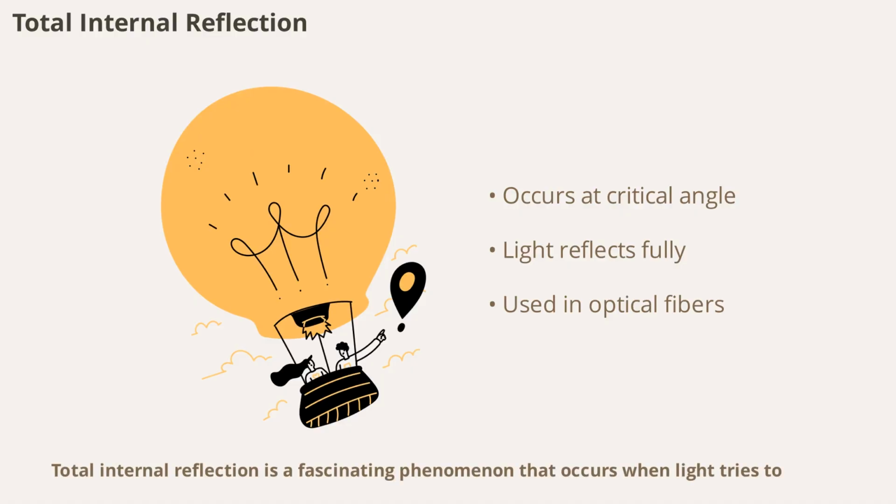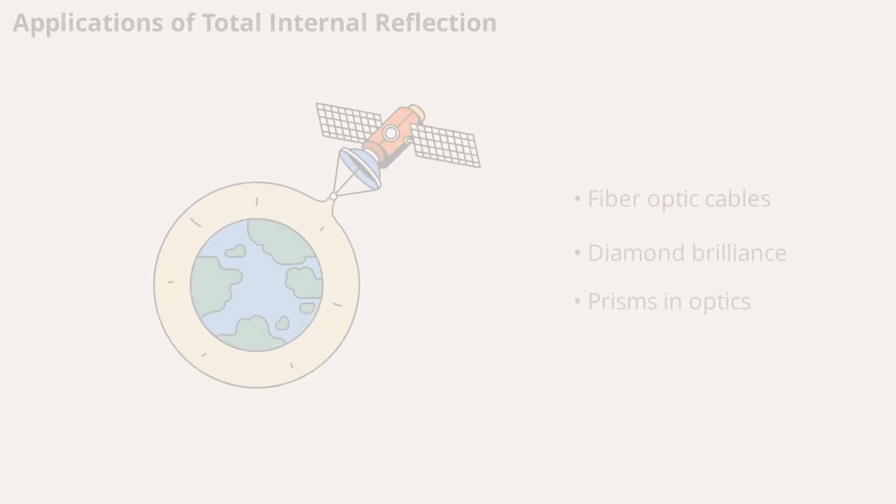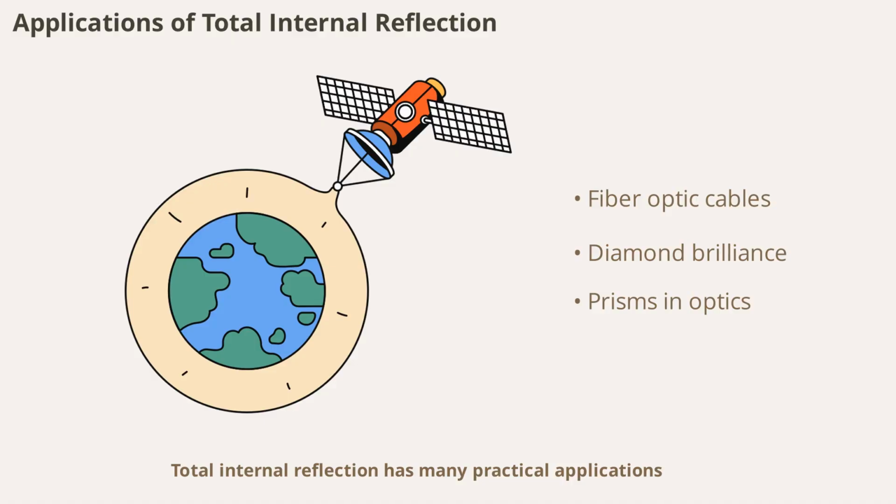Total internal reflection is a fascinating phenomenon that occurs when light tries to move from a denser medium to a rarer one at a steep angle. If the angle of incidence exceeds a certain critical value, the light doesn't pass through the boundary, but instead reflects entirely back into the denser medium. This effect is the reason behind sparkling diamonds and the operation of optical fibers, which transmit data over long distances with minimal loss. Total internal reflection has many practical applications.